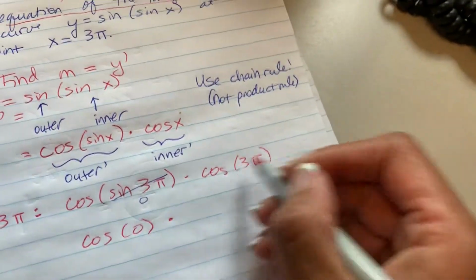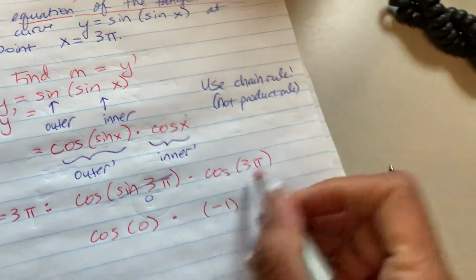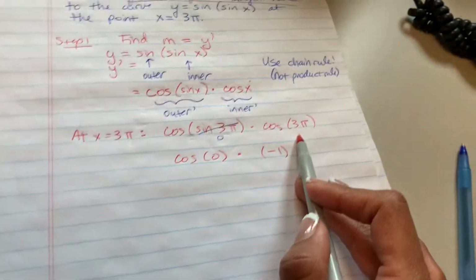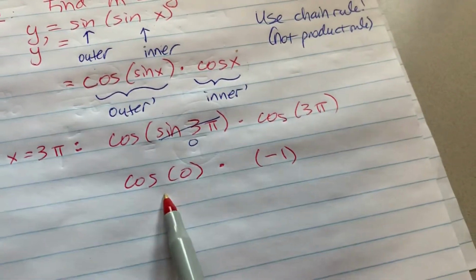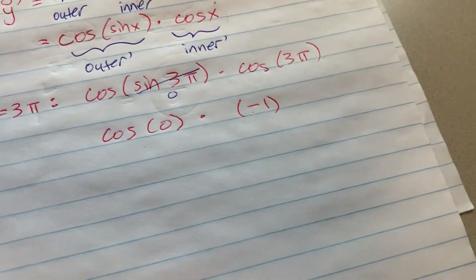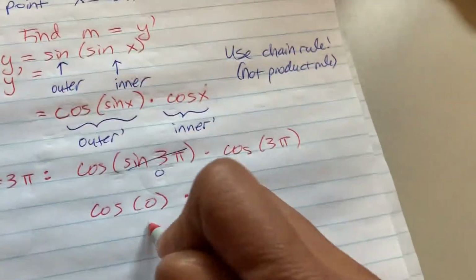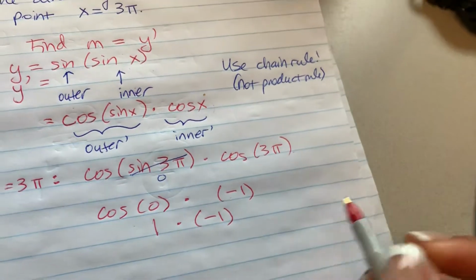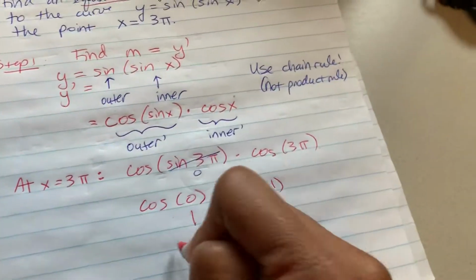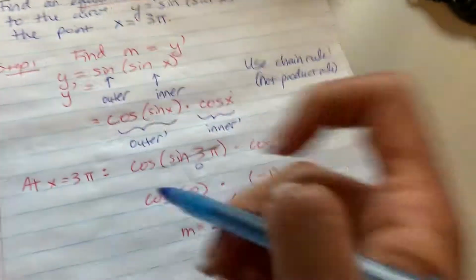Cosine of 3 pi is negative 1, and if you forget, you can plug it in your calculator, making sure your calculator is in radians. And cosine of 0 is simply 1. So 1 times negative 1, so the slope is negative 1. All this is the derivative, which means the slope. The slope is negative 1.